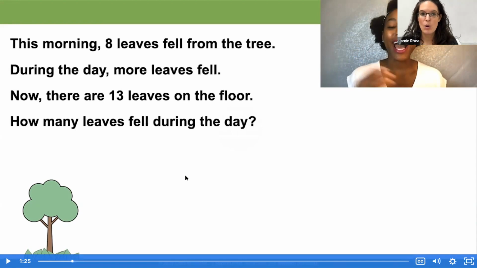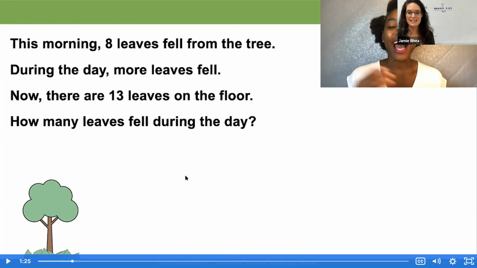So let's look at this. We knew that 8 leaves fell from the tree this morning. So let's draw out 8 leaves, okay? So here we go. 1, 2, 3, 4, 5, 6, 7, 8. Now, remember, you have to label this. So I'm going to underline it and label it fell. Okay, that's my 8 leaves that fell this morning.